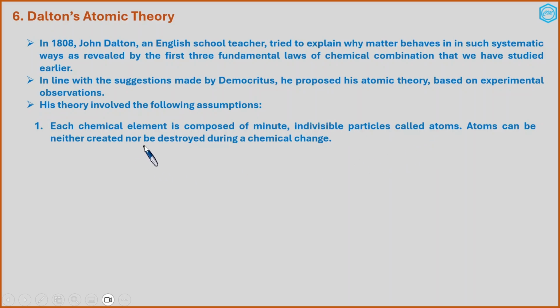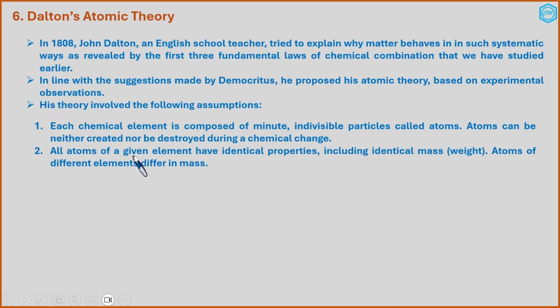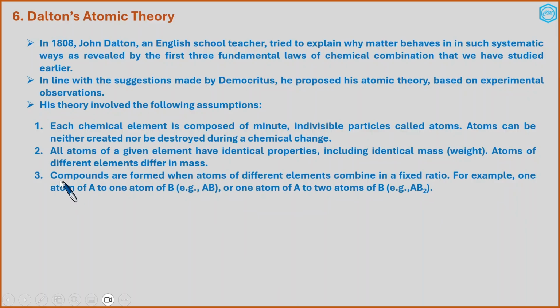Atoms can neither be created nor be destroyed during a chemical change. Second, all atoms of a given element have identical properties, including identical mass or weight. Atoms of different elements differ in mass. Third, compounds are formed when atoms of different elements combine in a fixed ratio. For example, one atom of A to one atom of B, that is AB, or one atom of A to two atoms of B, example AB2. Chemical reactions involve reorganization of atoms.